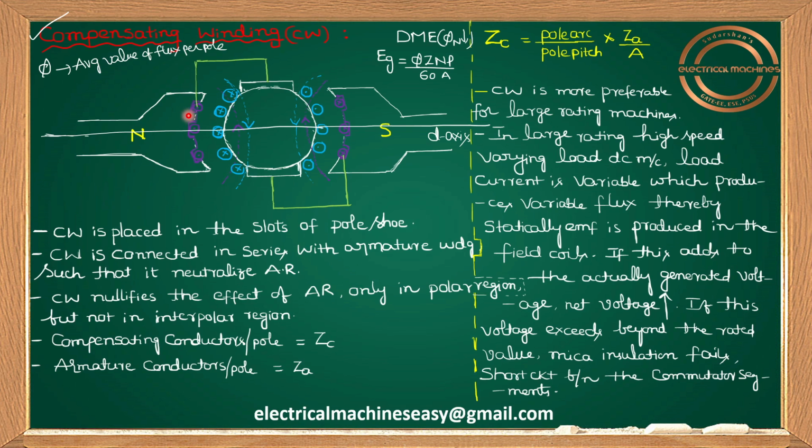In this pole shoe, I am placing some conductors. Those conductors can be called compensating conductors or pole face conductors, because we are placing the conductors in this pole face, or I can say pole shoe. Why are we placing these compensating conductors? Yes, to neutralize armature reaction. Let us see how.